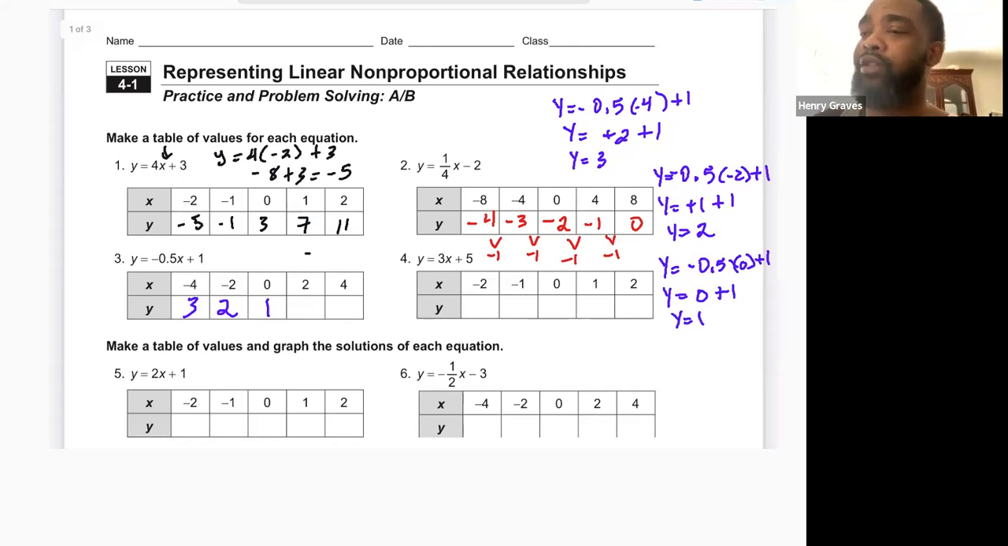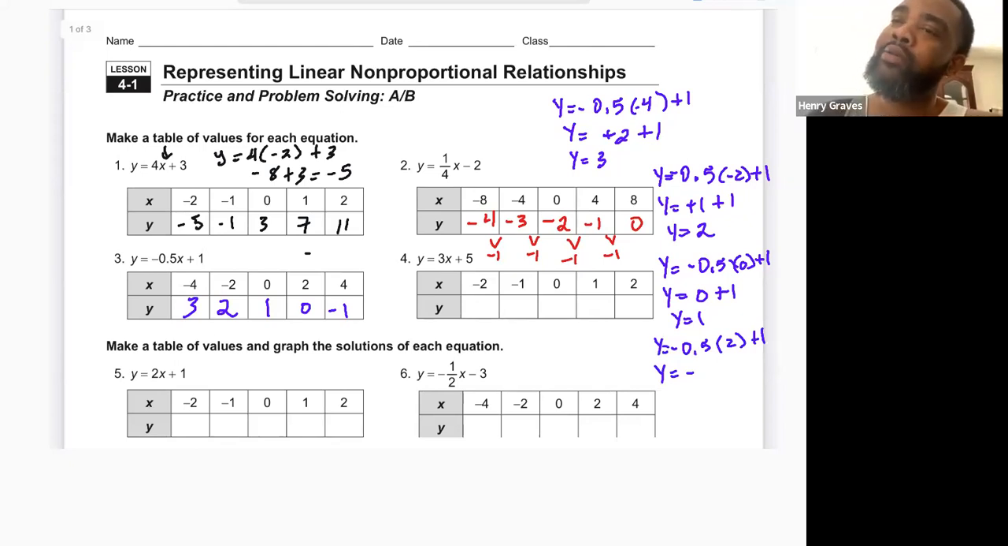But I have to do my math, right? I can't just assume stuff. So y would equal here negative 0.5 times 2 plus 1. So that would be -1 plus 1 is 0. Yep, that's true. Then for the last one, I'm going to do y is equal to negative 0.5 times 4 plus 1. So y would equal -2 plus 1. So y would equal -1.